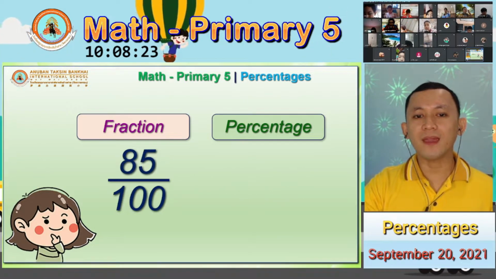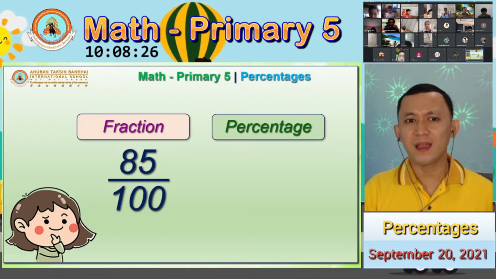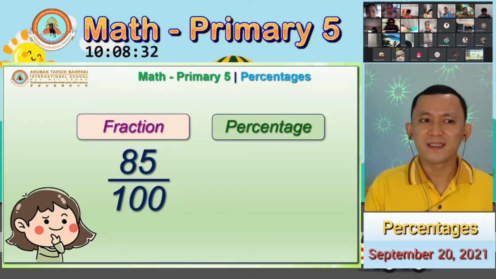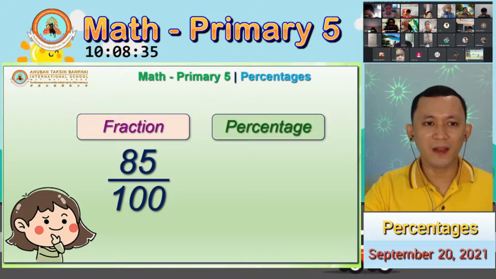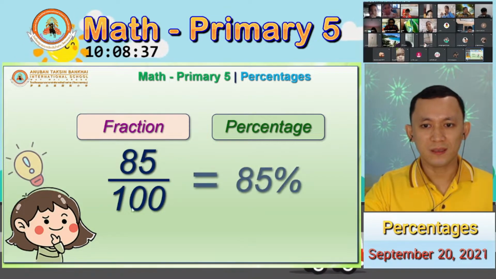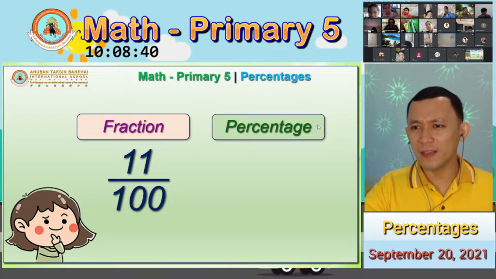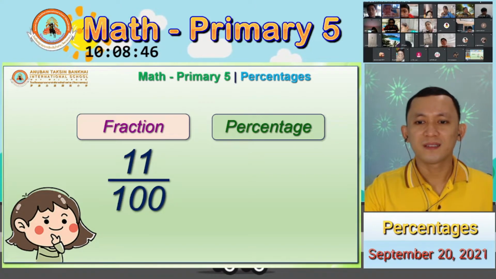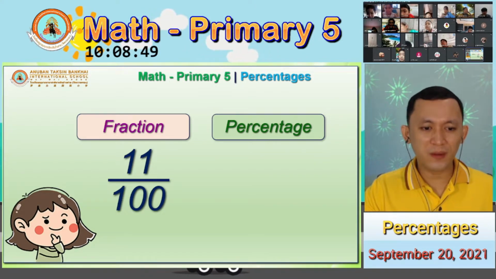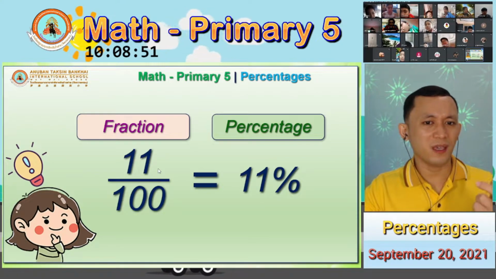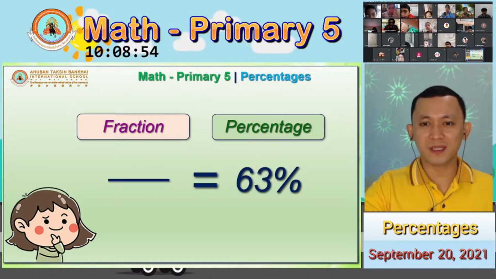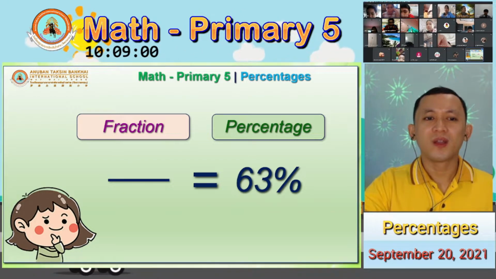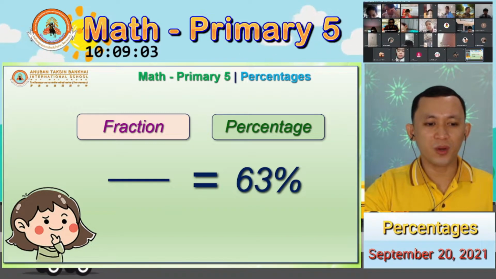Now, let's have 85 over 100. What's this in percentage? 85%. Okay, very good. Now, how about 11 over 100? What's this in percentage? 11%. Very, very easy. How about 63%? What's this in fraction? 63 over 100. Very good.